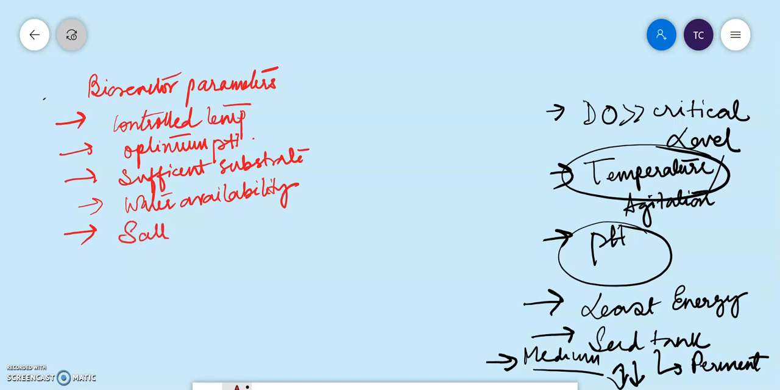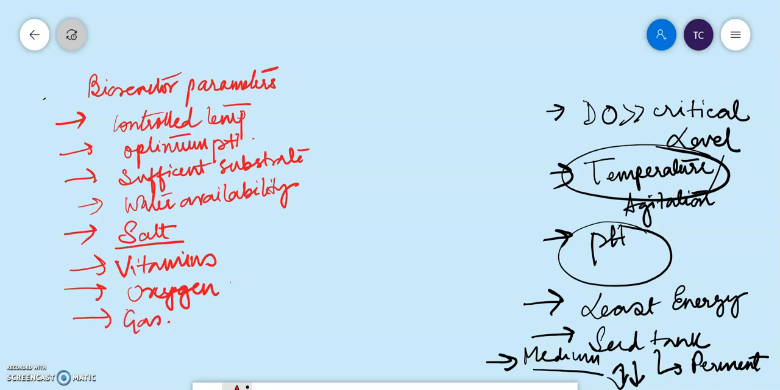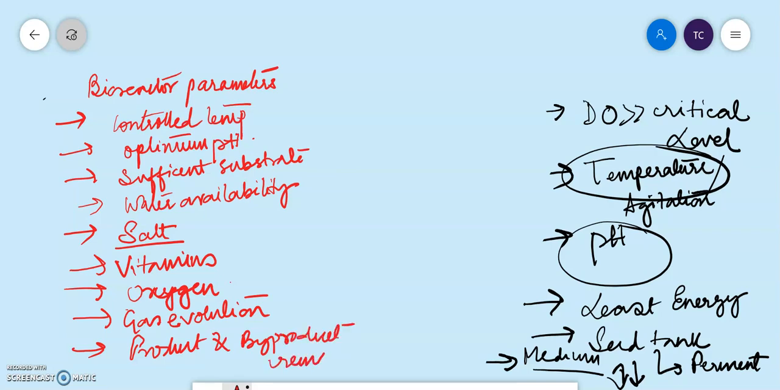Salts for nutrition. Vitamins to be added in the substrate. Oxygen: you have to give oxygen for your aerobic process if it is possible. Then gas evolution, a parameter that has to be kept in mind. And product and byproduct removal. So these are the parameters which have to be kept in mind.